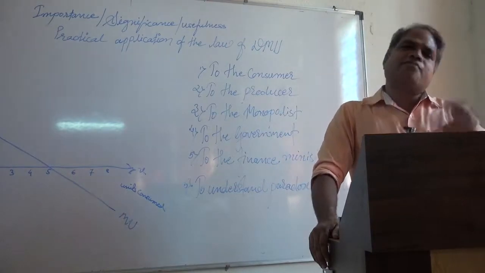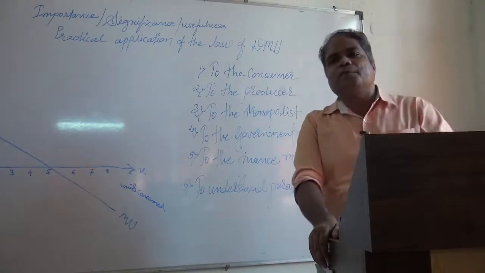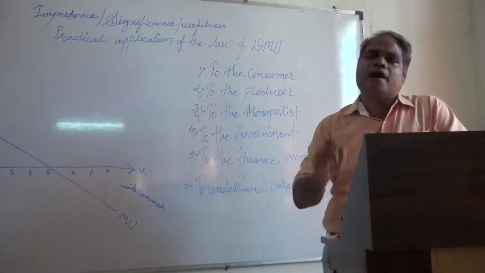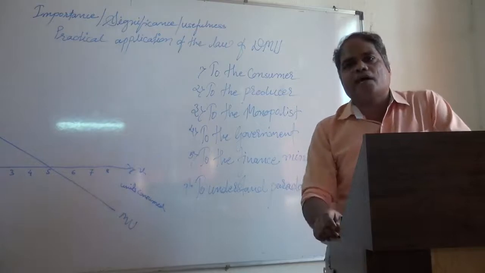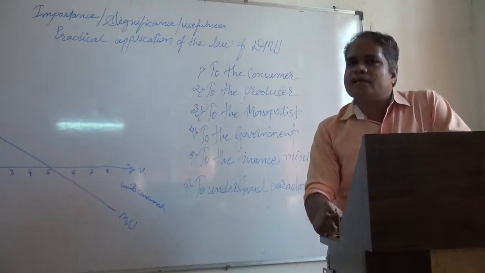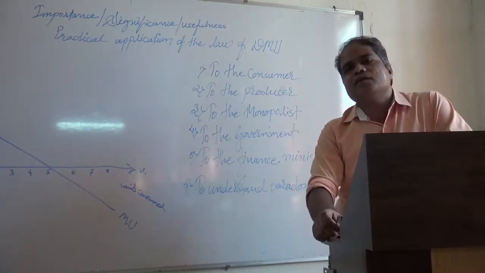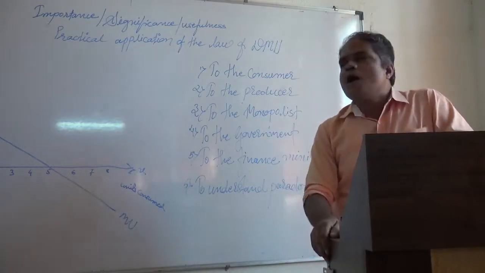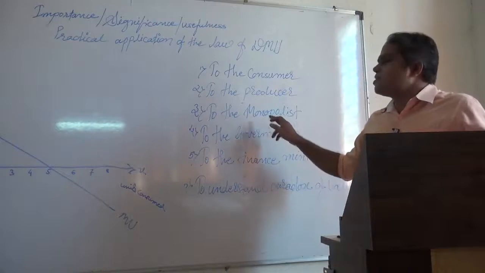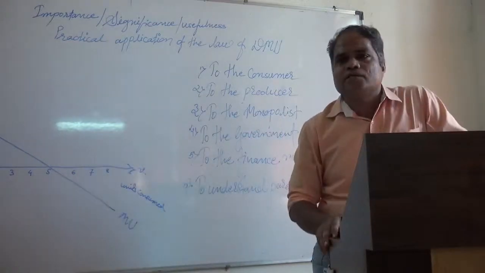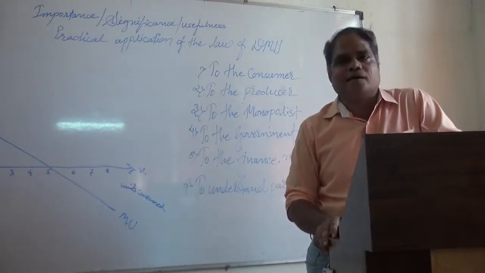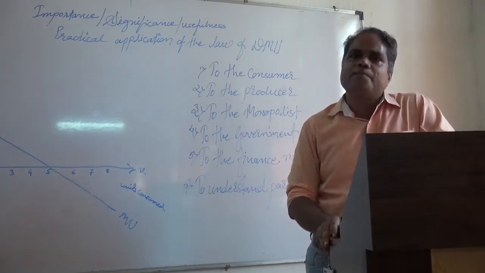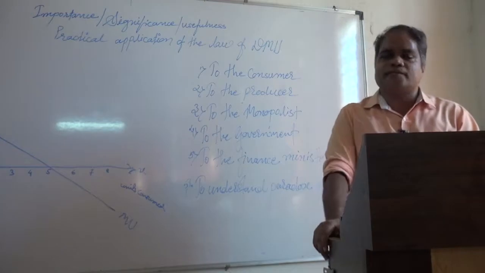He can charge different prices to different consumers because, as per the explanation of the law of diminishing marginal utility, the marginal utility of money is low for the rich people and the marginal utility of money is high for the poor people. Therefore, the monopolist charges a high price to the rich people and a low price to the poor people for the same product, and that is known as price discrimination.